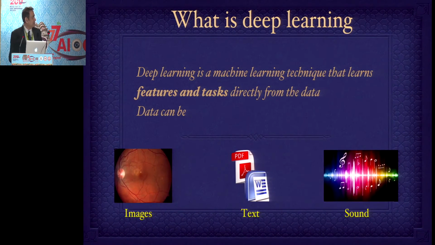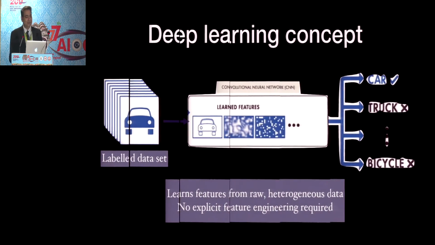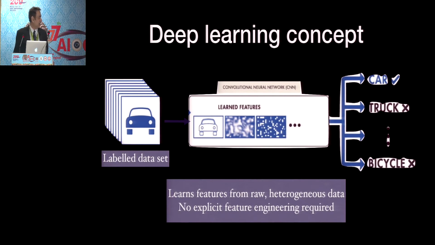What is deep learning? It's basically a machine learning technique which learns features and tasks directly from data. Data could be an image, a text or sound. In diabetic retinopathy, it is the retinal image. And what is required is a well-labeled data set.